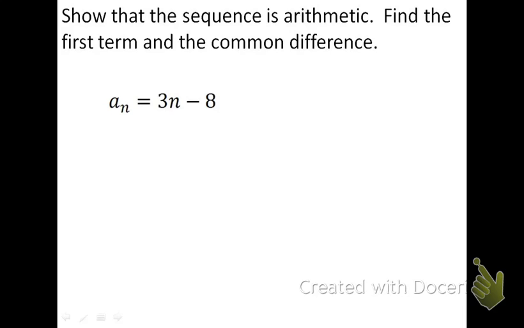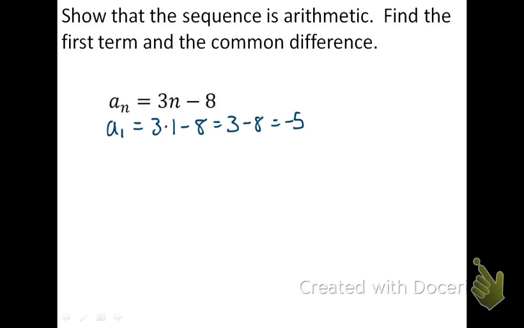So we want to show that this sequence is arithmetic, and we also want to find the first term and the common difference. To find the first term, we're just going to plug in 1 for n. So a sub 1 equals 3 times 1 minus 8, which is just 3 minus 8, which is negative 5. So our first term is negative 5.